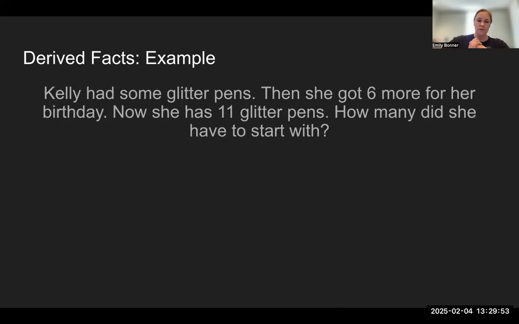Okay, here's another example. Kelly had some glitter pens and she got 6 more for her birthday. Now she has 11 glitter pens. How many did she have to start with? So take a moment here and let's think about what type of problem this is. From my teacher perspective, I can tell this is not a result unknown, which is great. So I know I'm going to have some more flexibility in thinking about how to solve it. And what I'm seeing is the start value. So how many did she start with is the unknown.